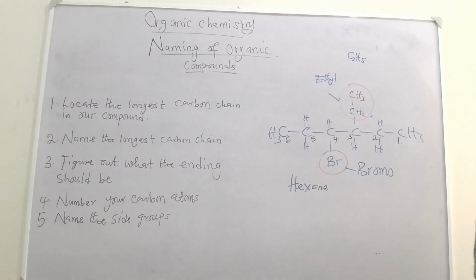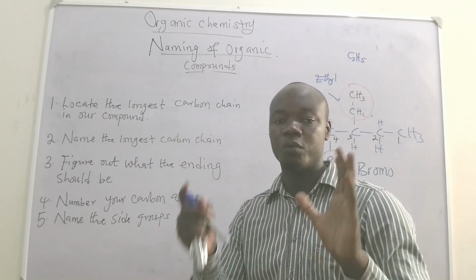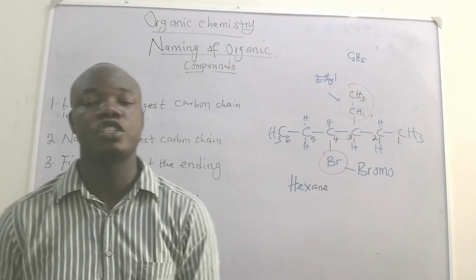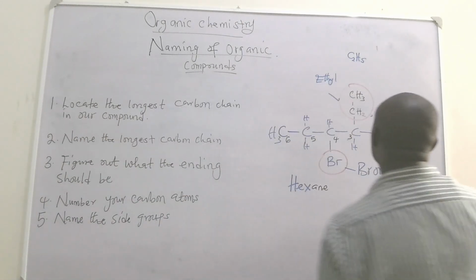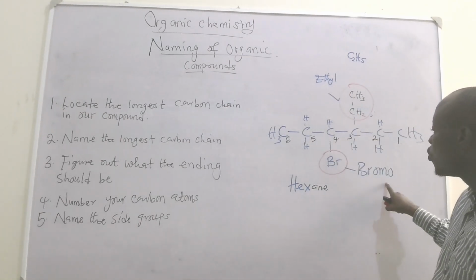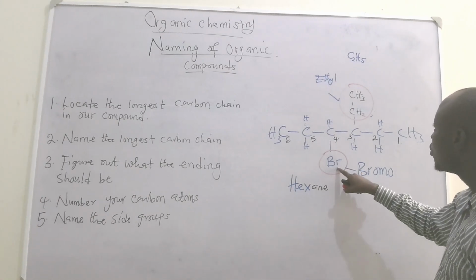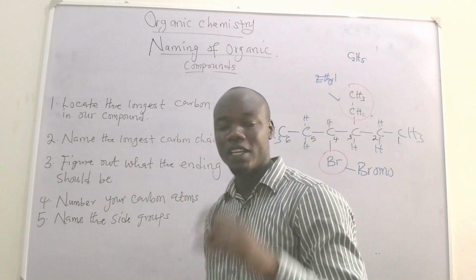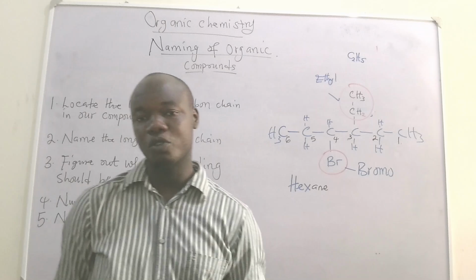But it is also very, very important to know the position of each of the side groups, to know the position of each of the substituents. For example, we have ethyl at carbon 3 and we have bromo at carbon 4. Now, between bromo and ethyl, which one will come first? That is where we have to think about the alphabetical order in naming substituents.